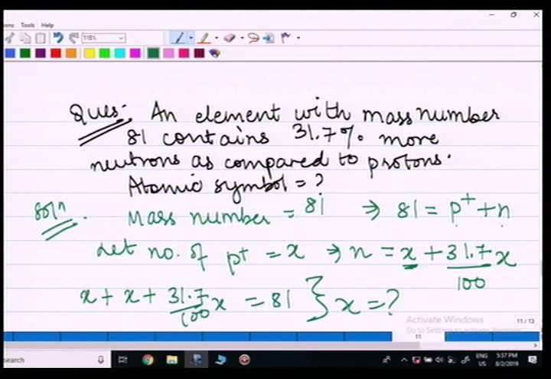Even if you're not able to assign a symbol to it, it's fine for now. At least tell me the number of protons and neutrons, basically the atomic number and the mass number. That should be fine.